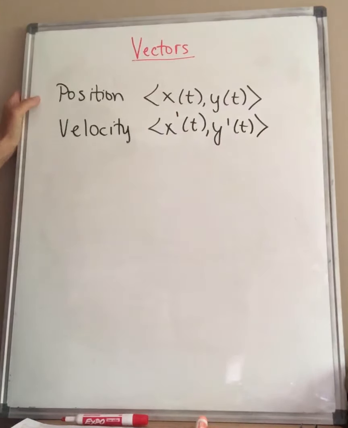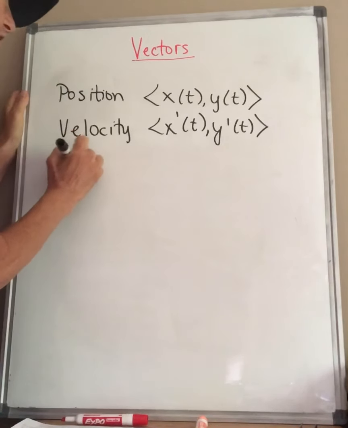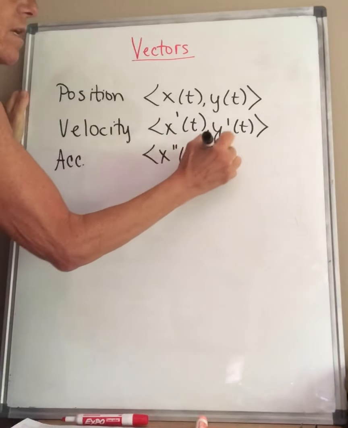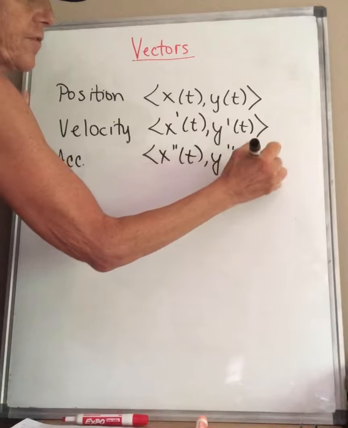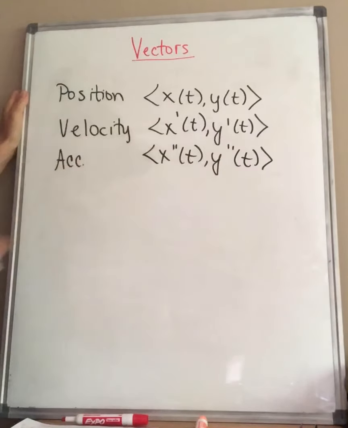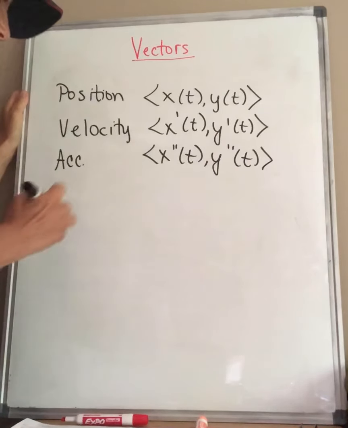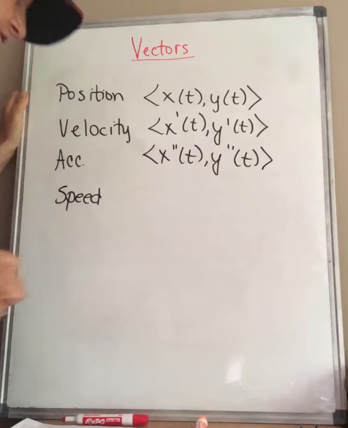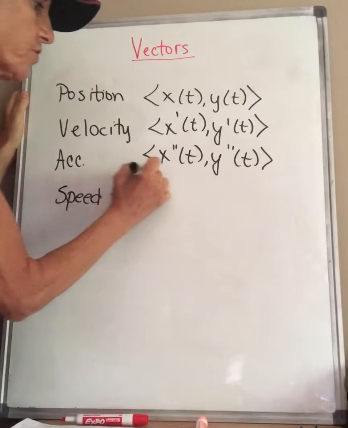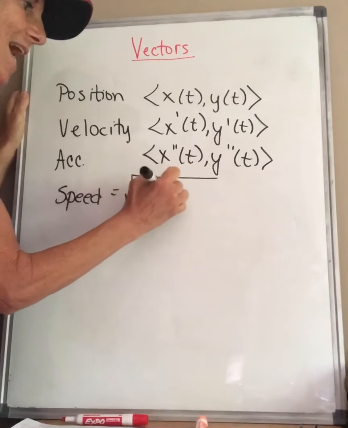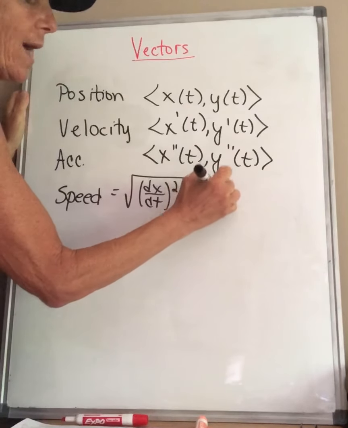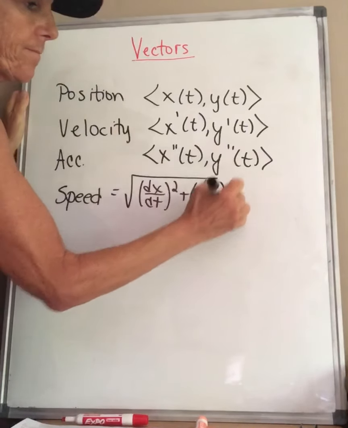And one more time, the derivative of velocity is acceleration. So we have an acceleration vector, and that would be x double prime of t, y double prime of t. Sort of things that you already know. Two more things, speed. We need to figure out the speed of a vector, and the speed is equal to the square root of dx/dt squared plus dy/dt squared.